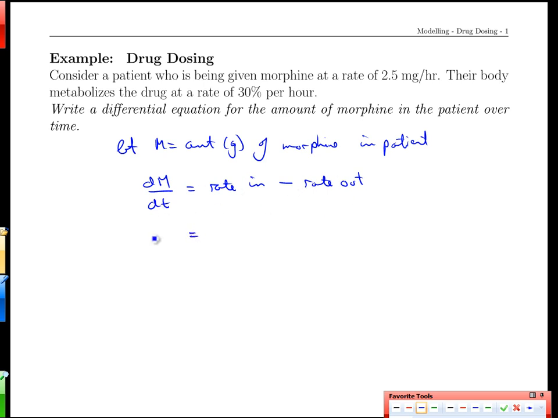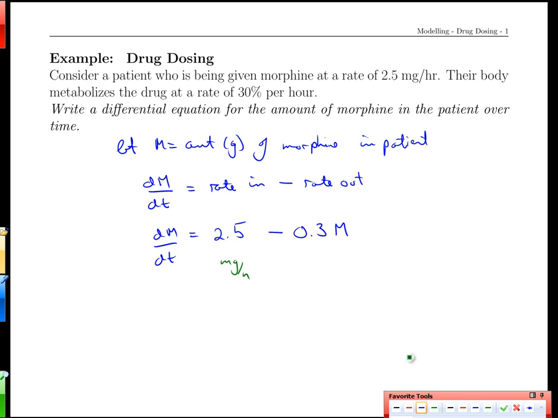And the nice thing about that kind of model is that some of these rates are actually given to us. Hey, we're injecting morphine at a rate of 2.5 milligrams per hour. So we'll put our units down here. And the rate out, we're metabolizing the drug at a rate of 30% per hour. So roughly speaking, after 1 hour, we'll lose 30% of the current amount. We can write that out as 0.3 times m. 30% of what we have, we're going to lose, and that's going to be our net negative effect there.